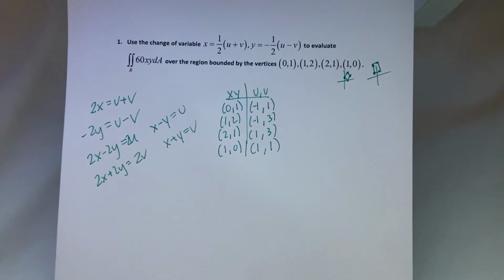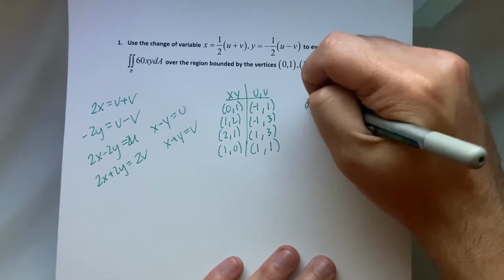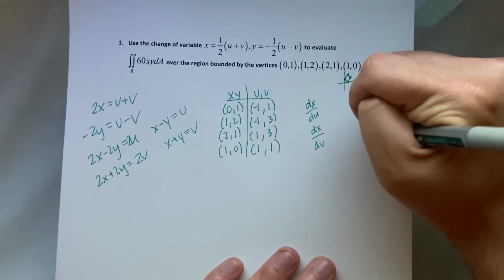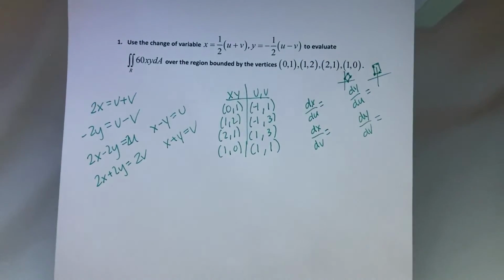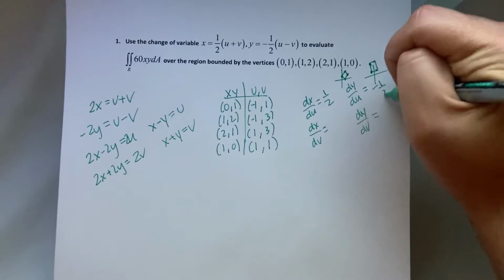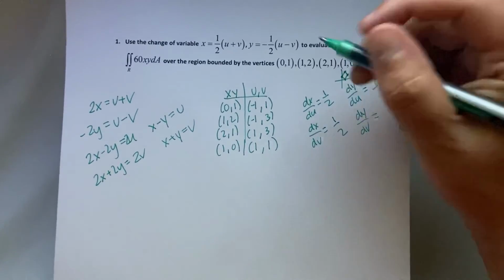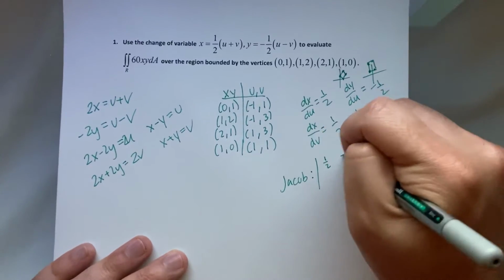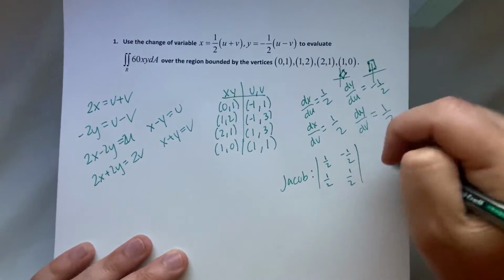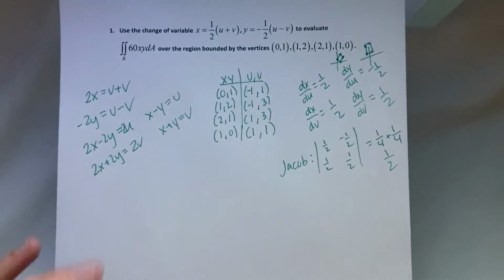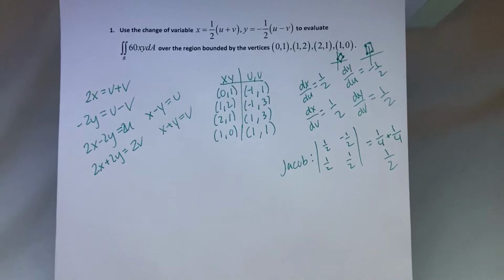Now, it says I need the Jacobian here. So I need all my partial derivatives, dx du, dx dv, dy du, and dy dv. So the derivative of x with respect to u should be 1/2. y with respect to u is negative 1/2. x with respect to v, 1/2. y with respect to v is also positive 1/2. So what's our Jacobian? It's 1/2, negative 1/2, 1/2, 1/2. The determinant of this would be 1/4 minus negative 1/4. So that's 1/4 plus 1/4, which is 1/2. So that means what I have to do is multiply my integral by 1/2 when I make the substitution from x and y to u and v.